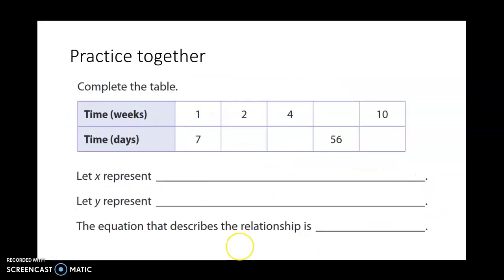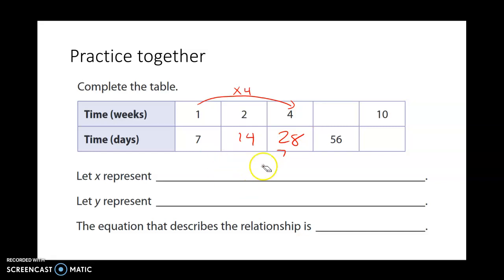Let's try another one. Here we go. Complete the table. So for 1 week, it's 7 days. So 2 weeks is 14 days. It jumps to 4. So we got to do 1 to 4 is times 4. So whatever we do to the top, we got to do to the bottom. So times 4. 7 times 4 is 28. Okay, and then we got 56.